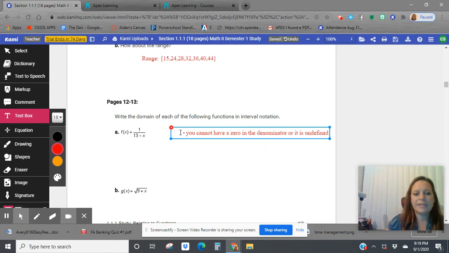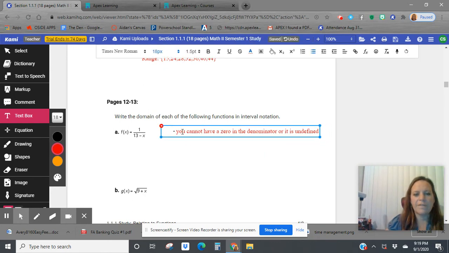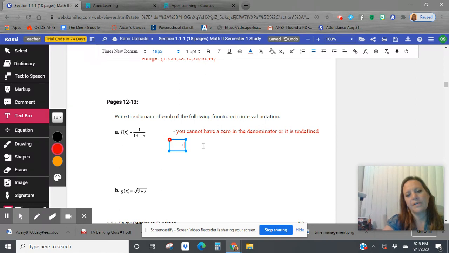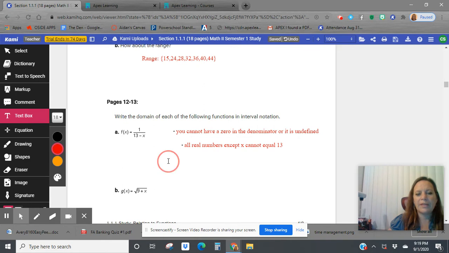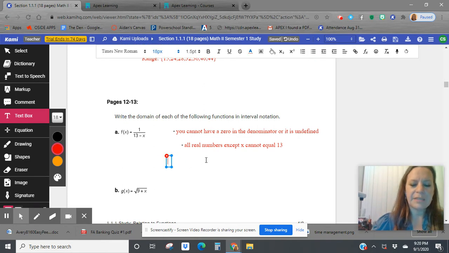So if you can't have a 0 in this denominator, let's talk about what values would not be allowed here. If I did 13 minus something that gave me 0, then that wouldn't work. So I want to say something in interval notation along the lines of all real numbers except x cannot equal 13. Because if 13 minus 13 gives us 0, that would be undefined. So how would I write the interval notation of that? I'm going to say something like this.